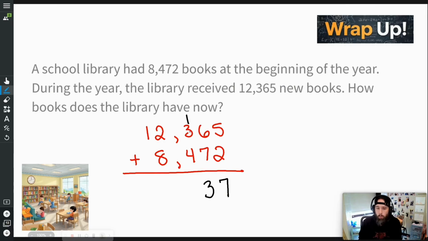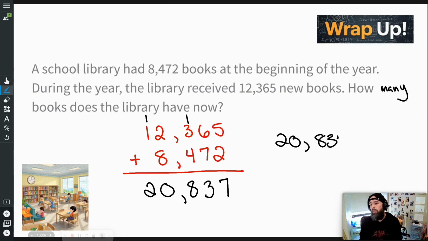1 plus 3 is 4. 4 plus 4 is 8. Drop down your comma. 2 plus 8 is 10. Write out your 0, carry the 1. 1 plus 1 is 2, and we end up with 20,837. Now, what are we talking about? This is a word problem, so we need words for our answer. How many books does the library have now? Well, it has 20,837 books. That's how many books they have now.